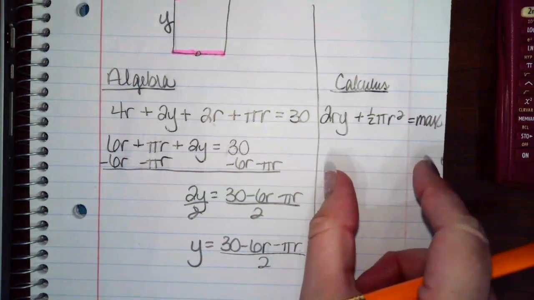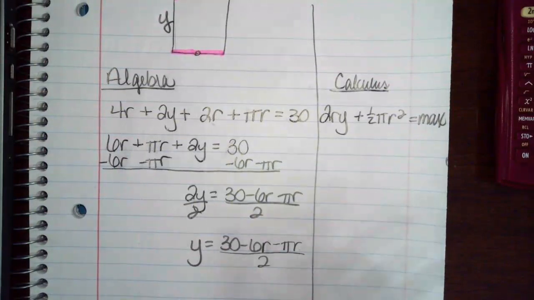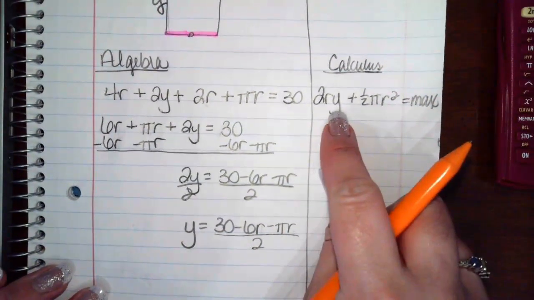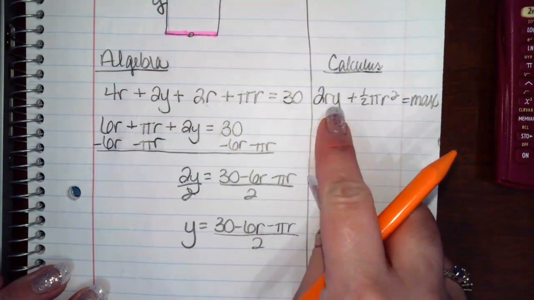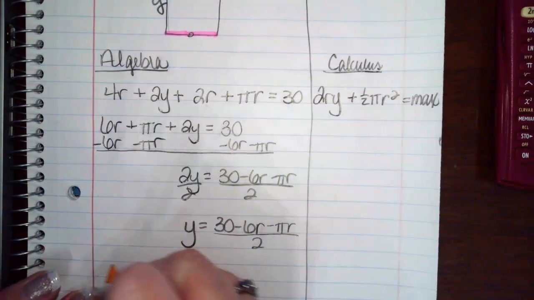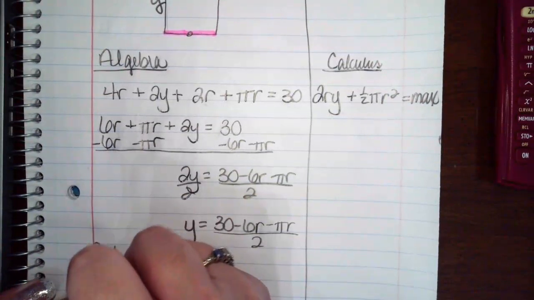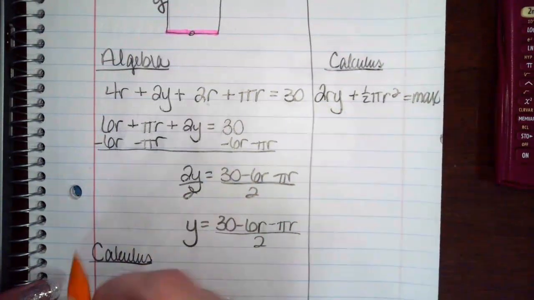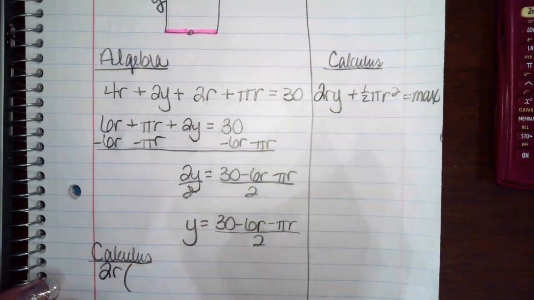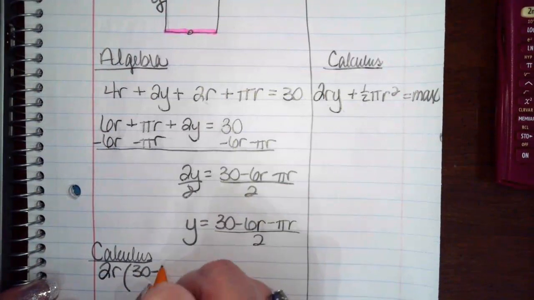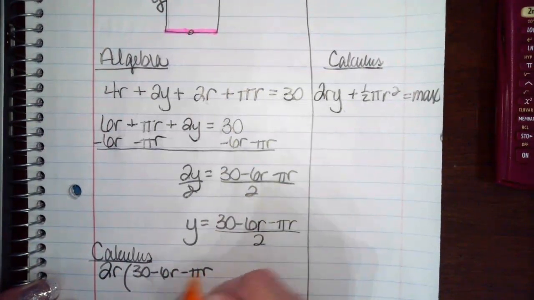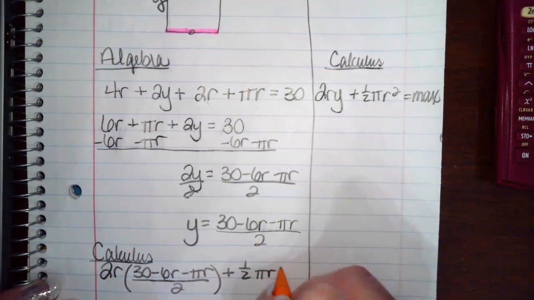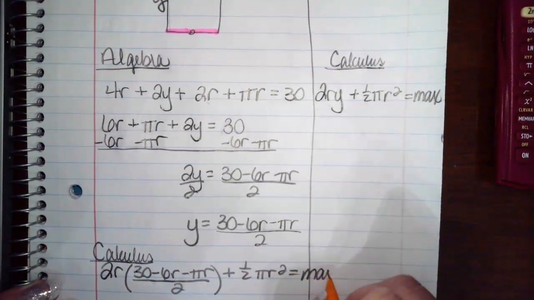I'm not going to have enough room to write this, so I'm going to write it down here. Normally I would continue in the calculus column, but these are a little bit longer. So I'm going to substitute this in for y right here. So this is calculus. I have 2ry, so 2r times my y, which is 30 minus 6r minus pi r over 2, plus 1/2 pi r squared equals a max.